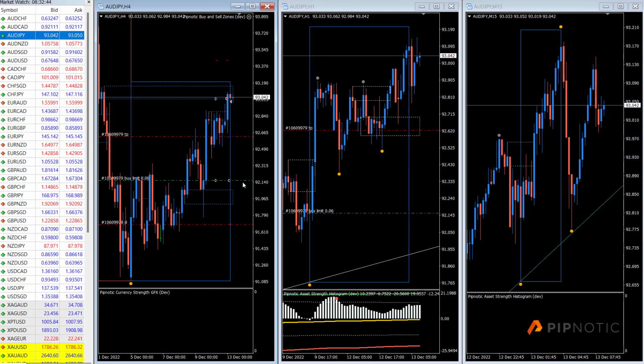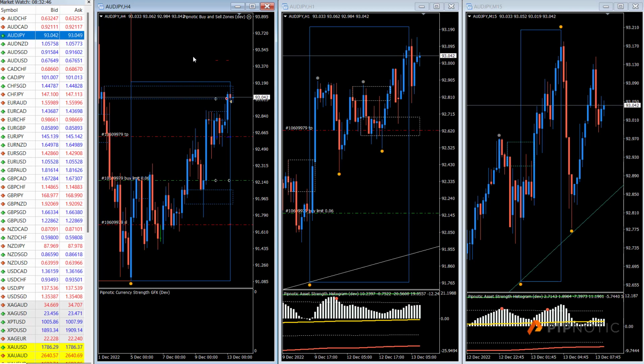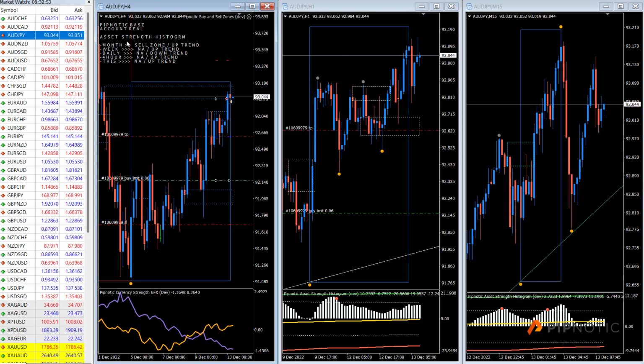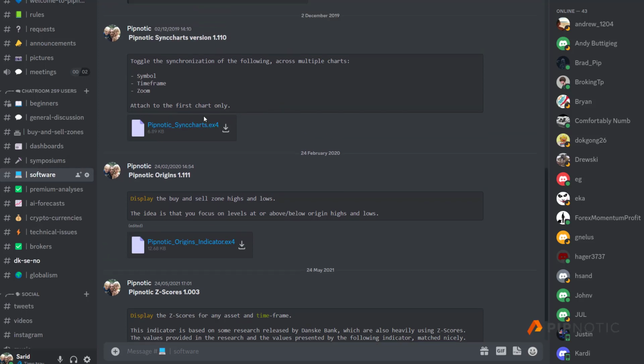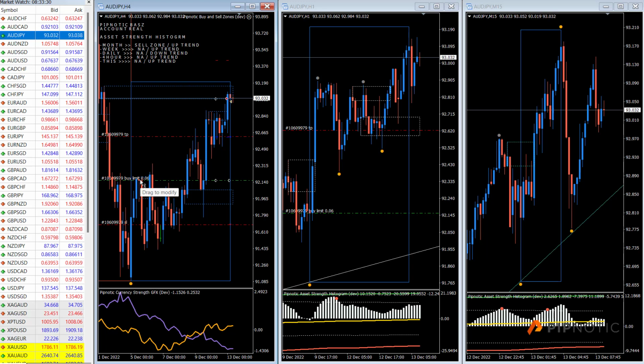And so I can see what's going on the long term, medium term, and the short term. And I don't have to drag it onto the first chart and the second chart and the third chart, because Sync Charts is taking care of this for me. And Sync Charts is in the software channel on our Pipnotic server, and it is right here. So just download this, put it in the indicators folder in your MT4 terminal, restart the terminal, and then it'll turn up and it'll be ready for use in your list of indicators.